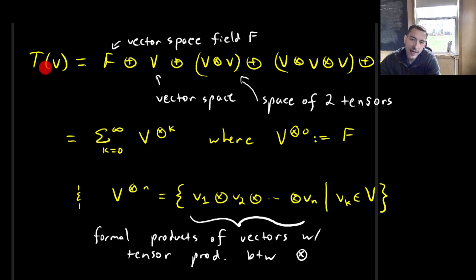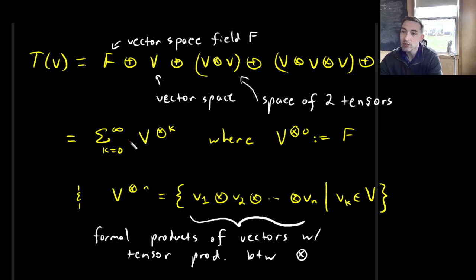So T of V ends up being a formal sum, and it's graded, so it ends up being a graded algebra. It's a formal sum where the zeroth order term is just the field. So this is the actual underlying field from the vector space, direct sum with the vector space, direct sum. And then here we've got the tensor product, an X with a circle around it. Same as the direct sum with a plus sign, this is now the circle with the X. So it's V tensor V plus, and then V tensor V tensor V, and so on.